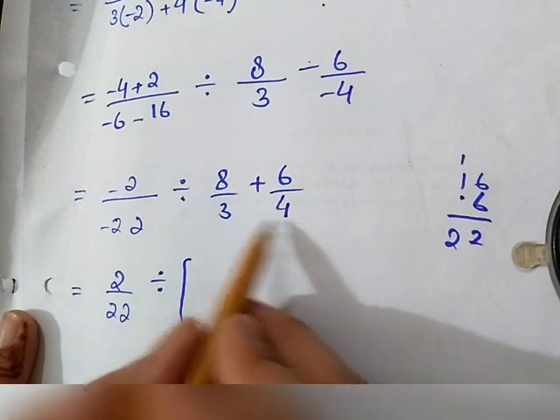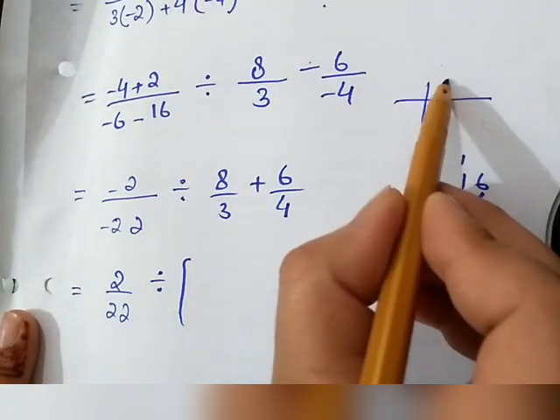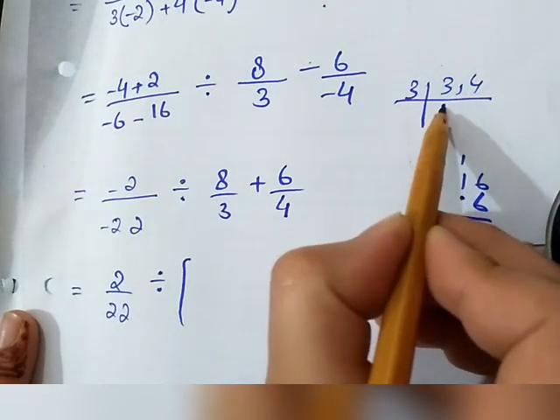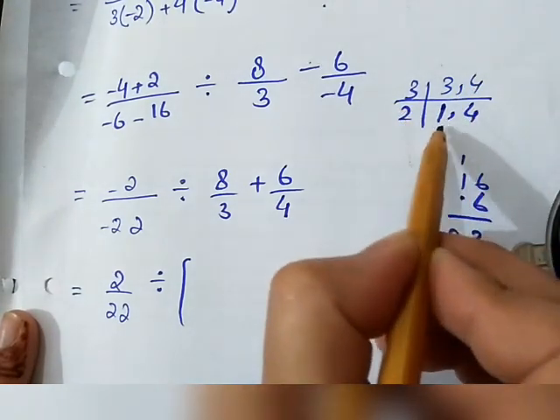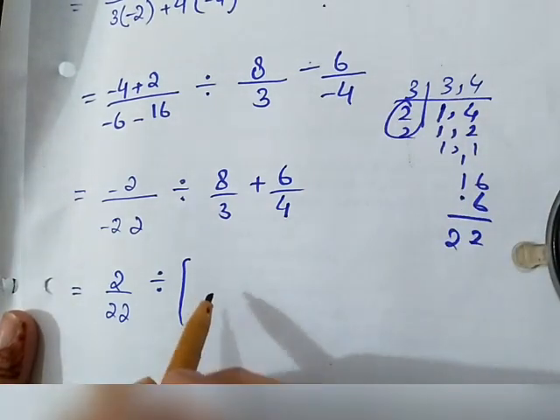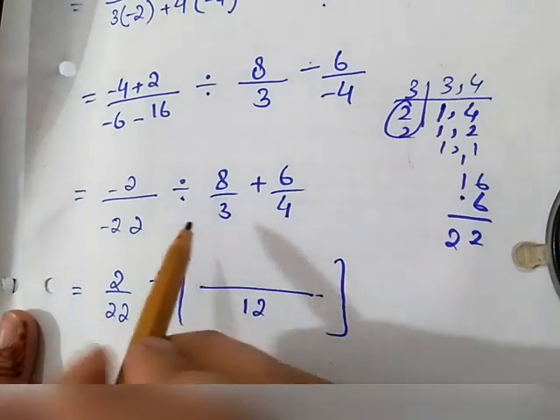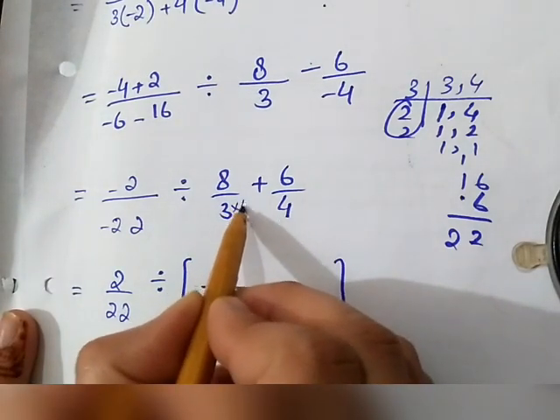First of all, take the LCM of this. Here the LCM of 4 and 3 is 3 and 4: 3 1s are 3, 4 here, 2 2s are 4, and 2 1s are 2. So 2 2s are 4, 4 3s are 12. Here the LCM of 3 and 4 is 12. When we multiply 3 with 4, it becomes 12.